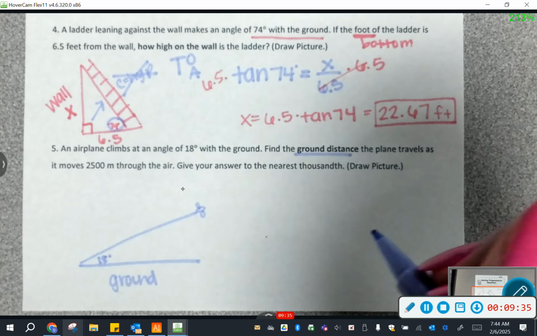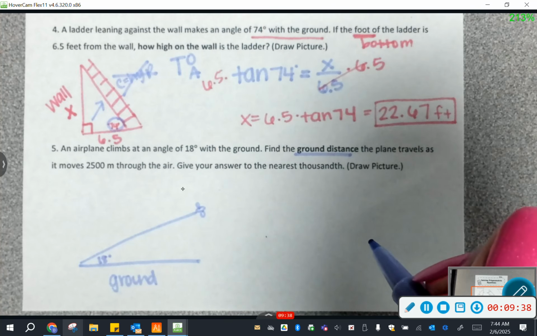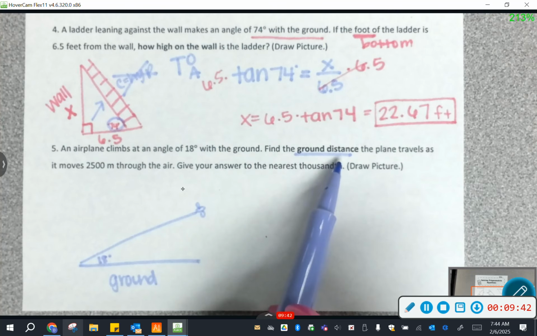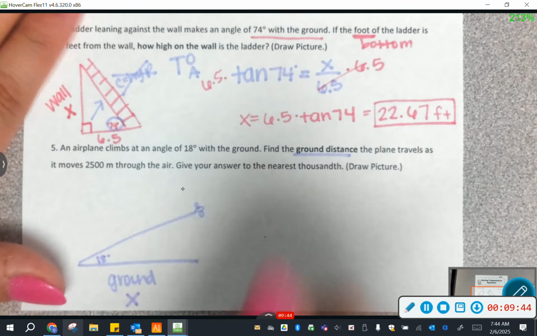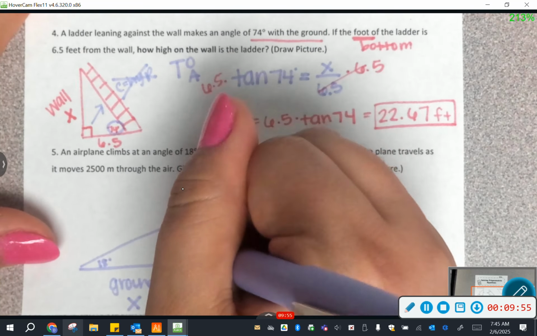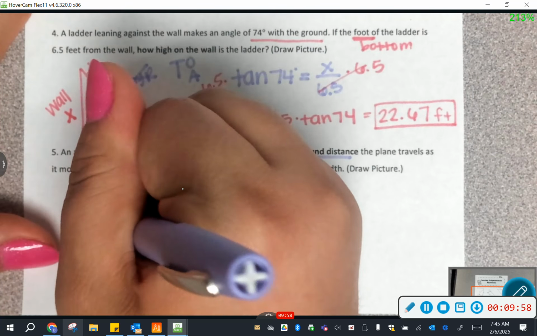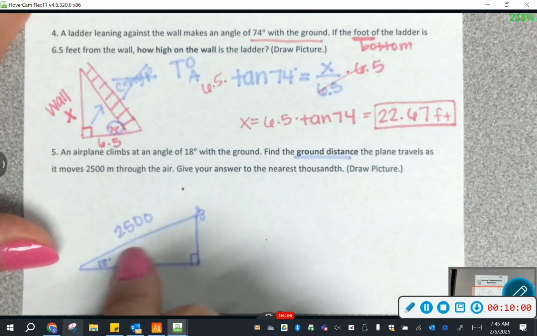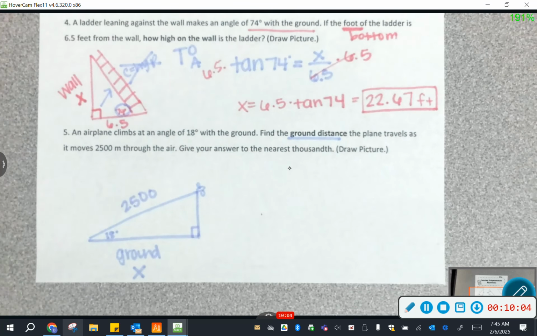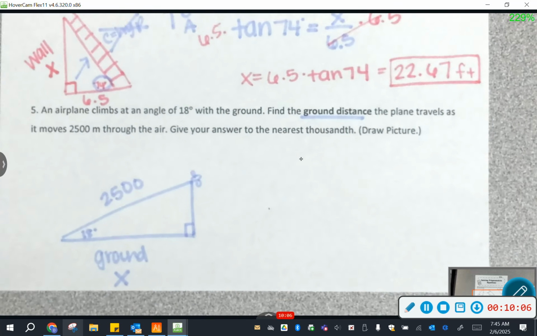So where am I going to put my X? The C? What does it say? Find the ground distance. On the ground. Ground distance is on the ground. Find the ground distance the plane travels as it moves 2,500 meters through the air. Where do I put the 2,500? Where the C is, because that's where the airplane's flown. All right, I'm going to give you all 1 minute to do this problem. Go.